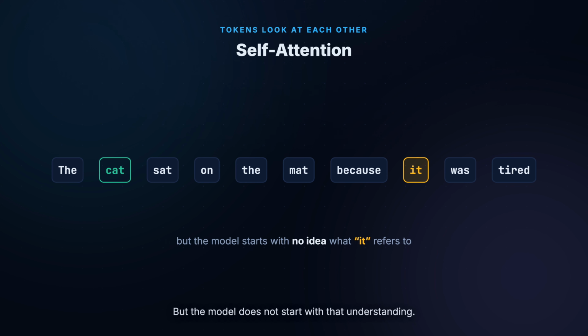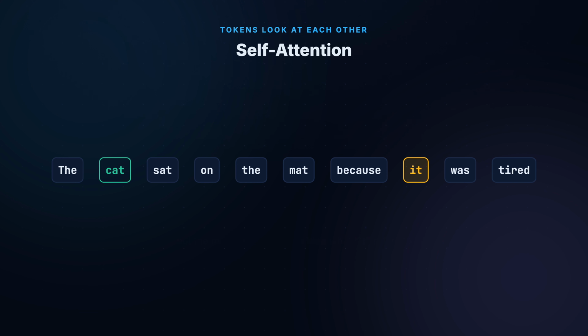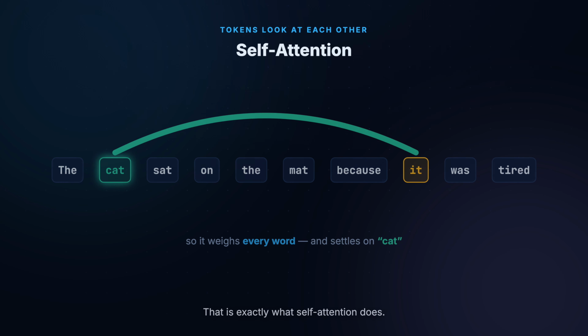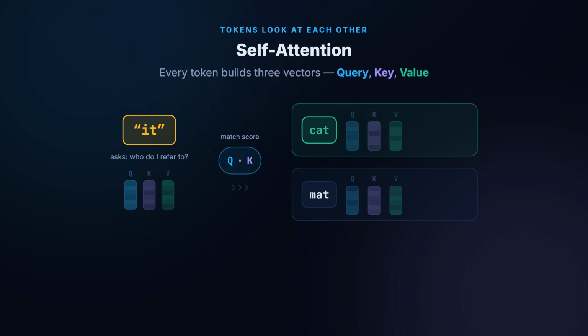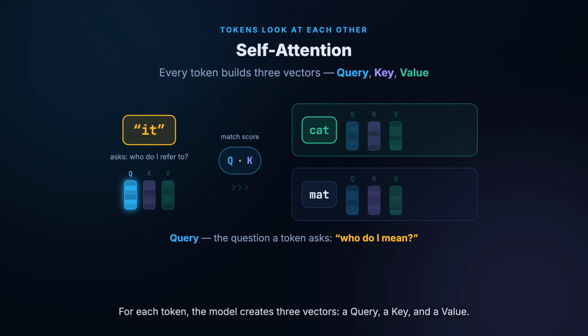But the model does not start with that understanding. To connect it back to cat, the model needs to look across the sentence and decide which tokens it is really about. That is exactly what self-attention does. For each token, the model creates three vectors: a query, a key, and a value. Think of the query as a question. The token is asking, which earlier word do I refer to?